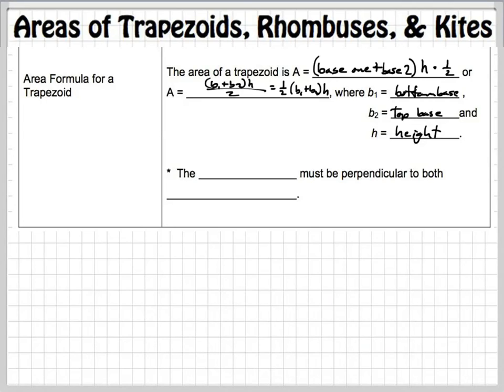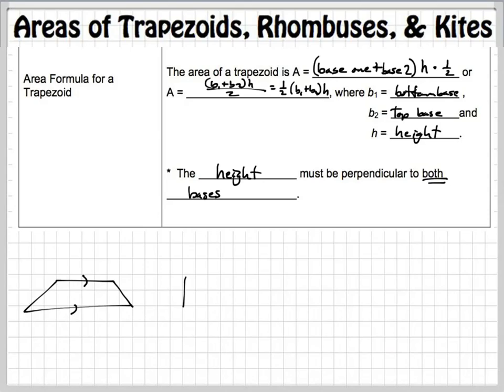Okay, this is very important. The height must be perpendicular to both. Underline that, both bases. Very extremely important. You know, trapezoids don't always look like this. When I think of a trapezoid, that's what I think of. You know, these are parallel and everything. That's what I think when I think of trapezoid.